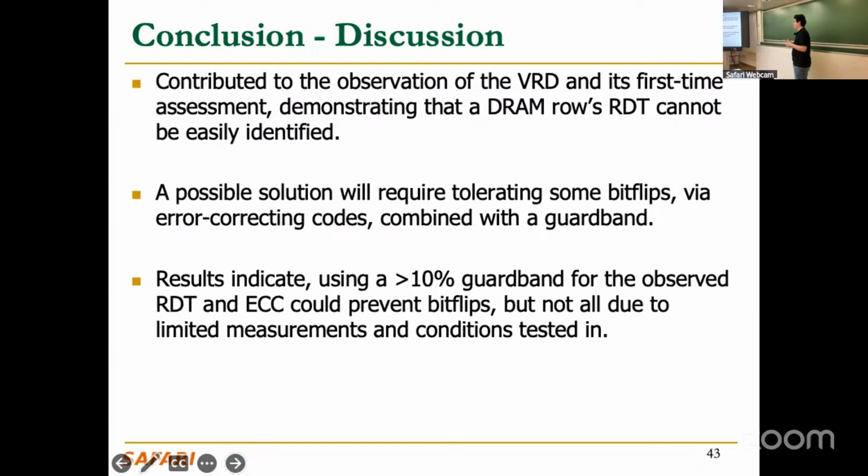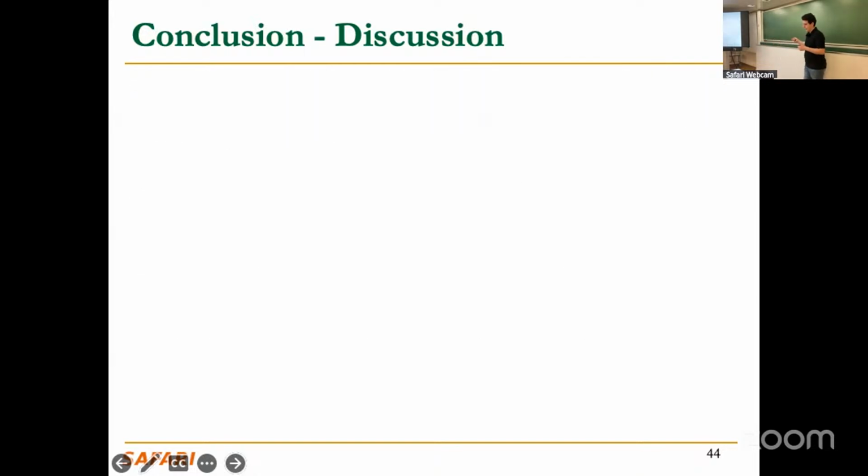And the last results have indicated that using a 10% guardband for the observed threshold value and error correcting code could prevent the bit flips, but may not prevent all of them due to the limited measurements and the conditions that this work has considered in their test rounds. Lastly, the authors also give 3 directions for future work.